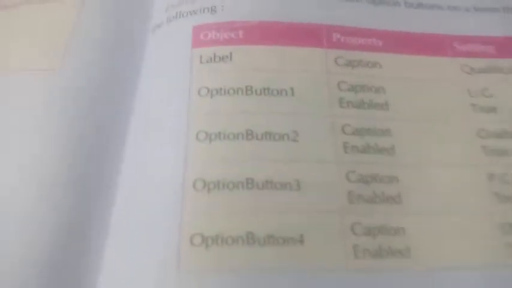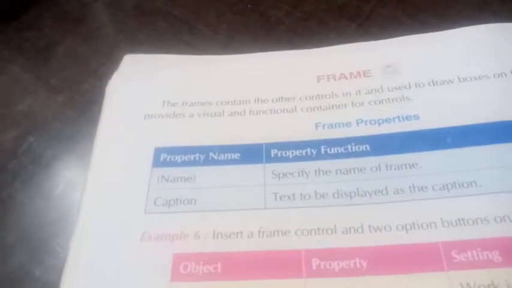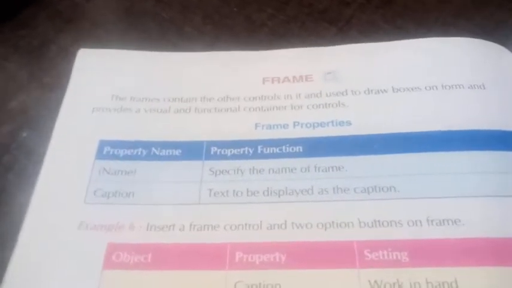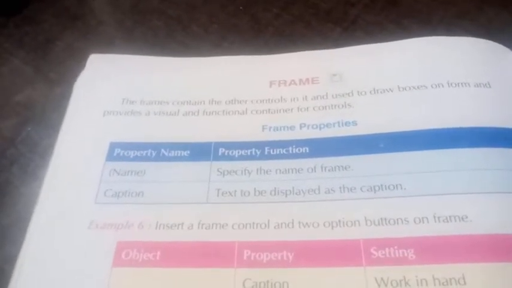Option button is also available for this, and you can select from this and click to use. So this is the example of option buttons: option 1, option 2, option 3, and option 4. You can see here, so this is about option button. And frames: the frame contains other controls in it, and is used to draw boxes on the form, and provides a visual and functional container for controls. So this is about frame.